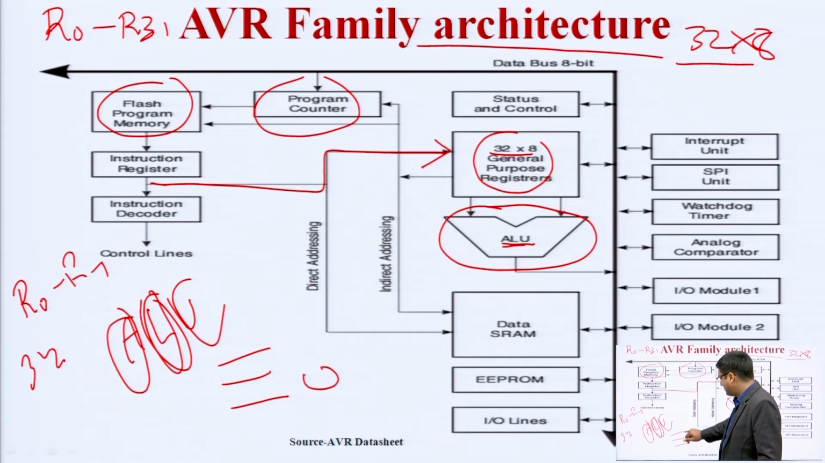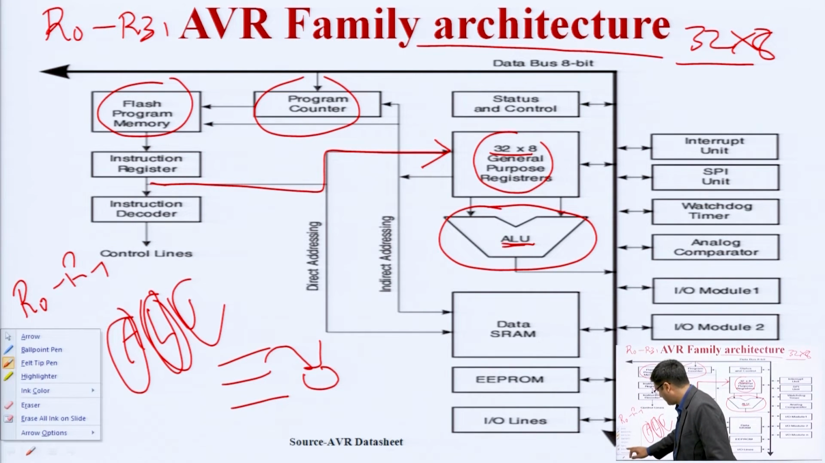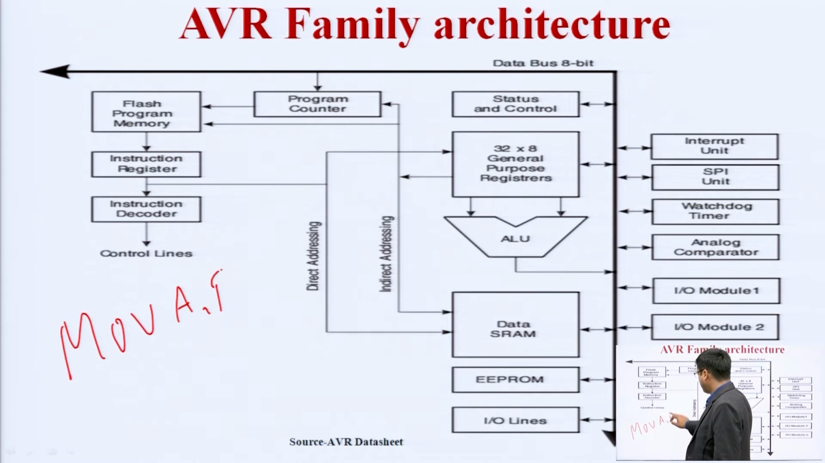So the address will be pointed out by the program counter. Okay. So there is a flash program memory. Let us take an example. I am erasing the things here. So let us take the MOV instruction. Let us take one instruction, MOV A comma R1.